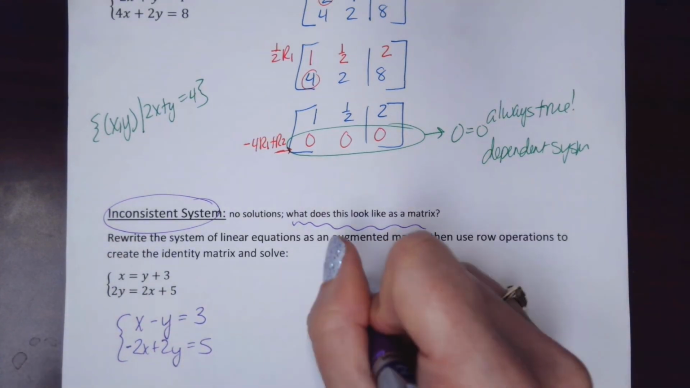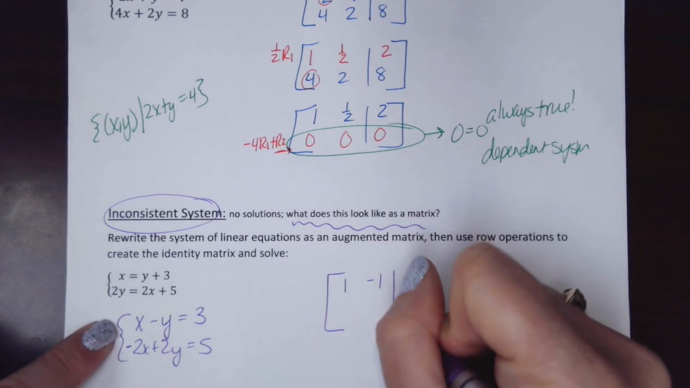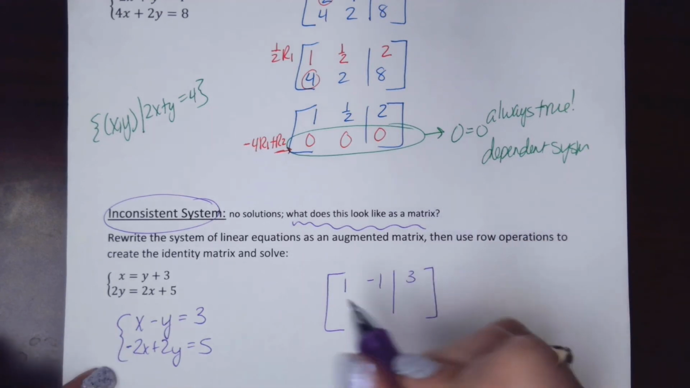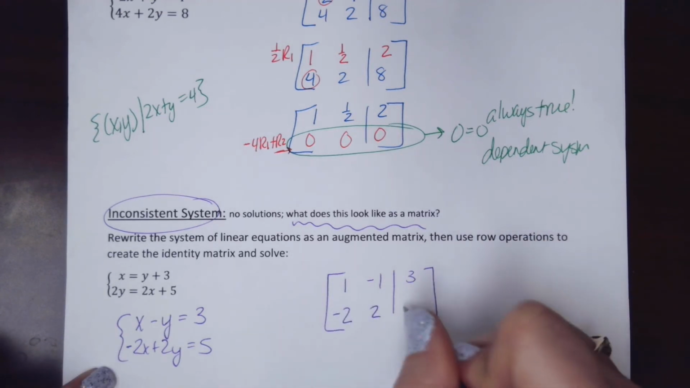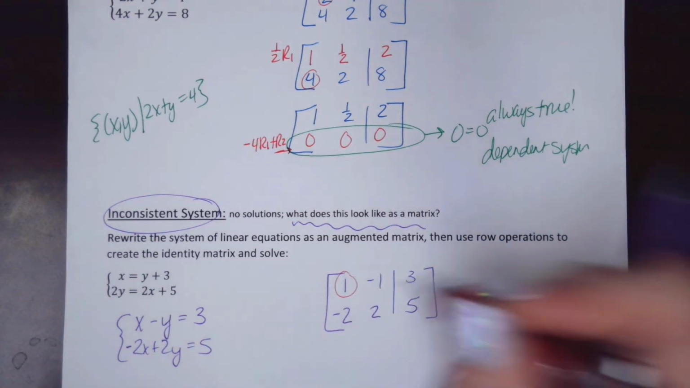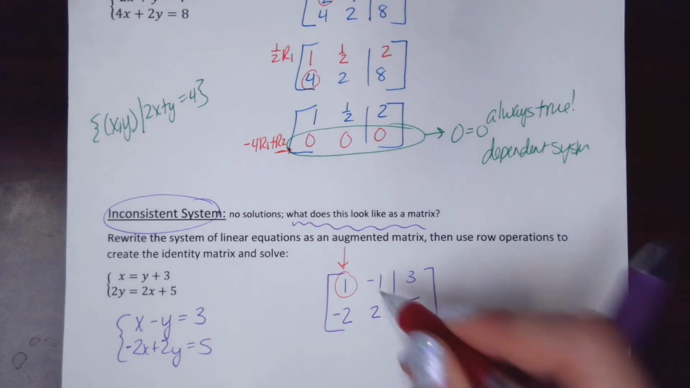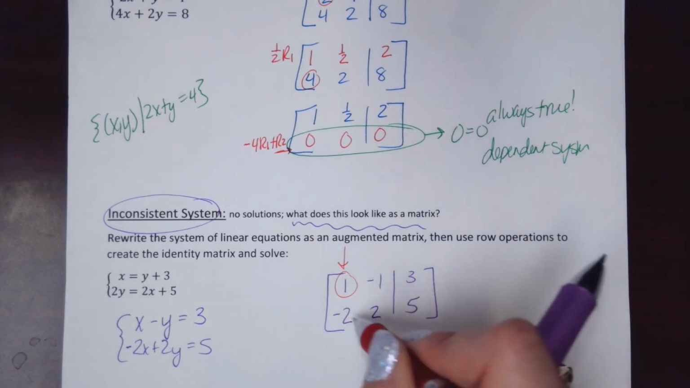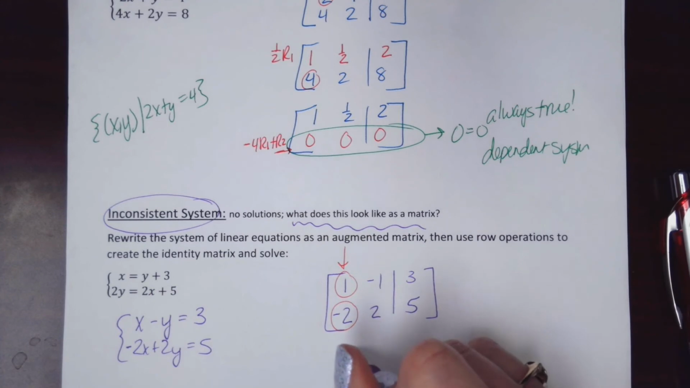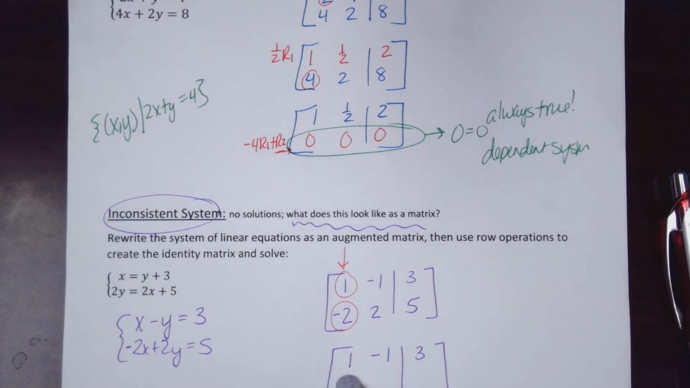All right, let's set that up as a matrix. That first row would be 1, -1, and 3. My second row would be -2, 2, and 5. All right, well, what am I going to do first? First, I get this working on my first column. I get that 1 in position there. It's already there. That's done. So I don't need to change my first row. I need to get a 0 down below. So let's go ahead and copy down that first row. We've got 1 where it needs to be.